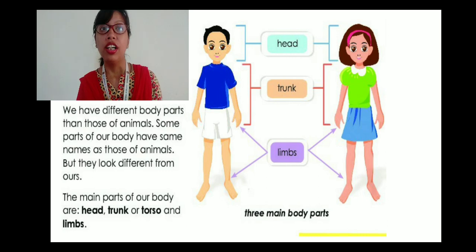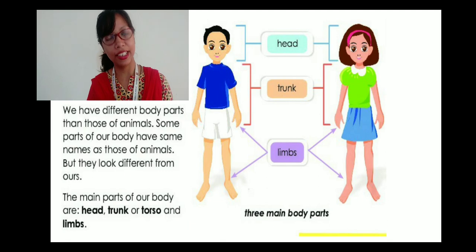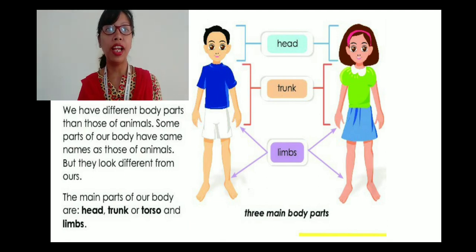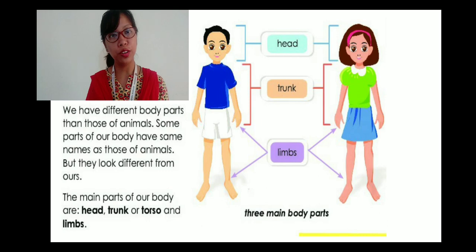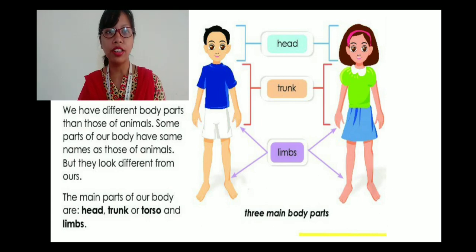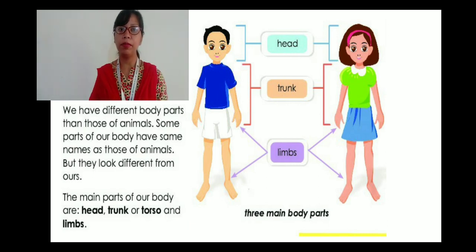Animals have different features, they have different parts, and they look very different from human beings. Yes? Yes. So we have different body parts than those of animals. Now some parts of our body have the same names as those of animals, but they look different from ours, right? Though we have similar names to the animals, we don't look the same at all. We are very much different from each other. Okay. Now let's come to the main parts of the body.